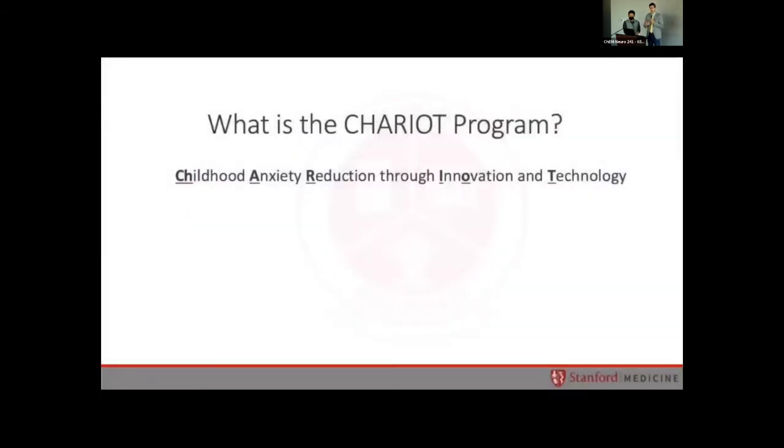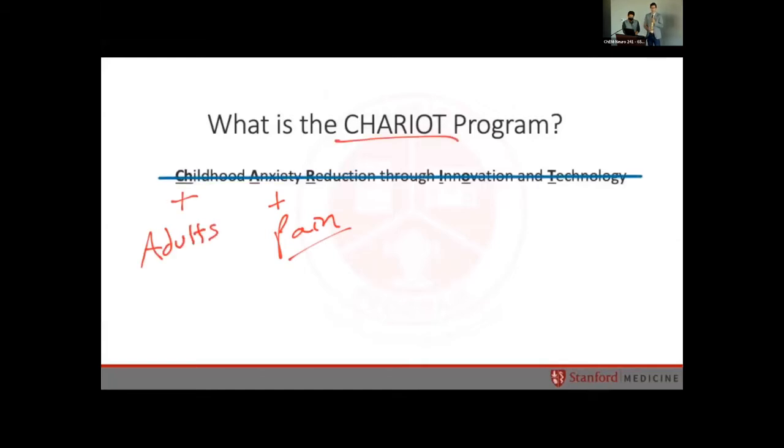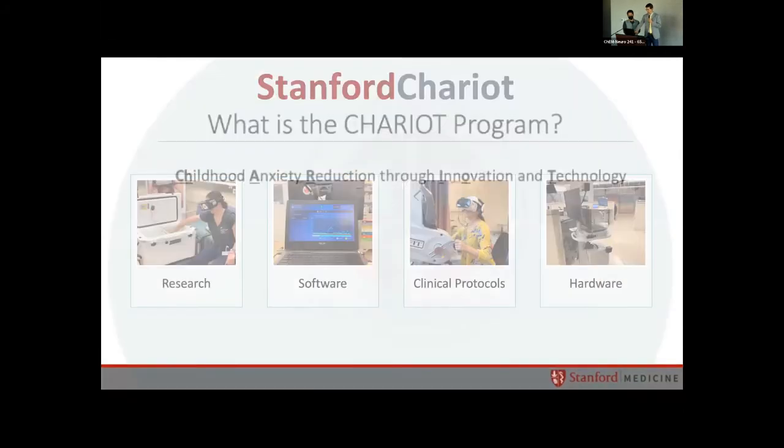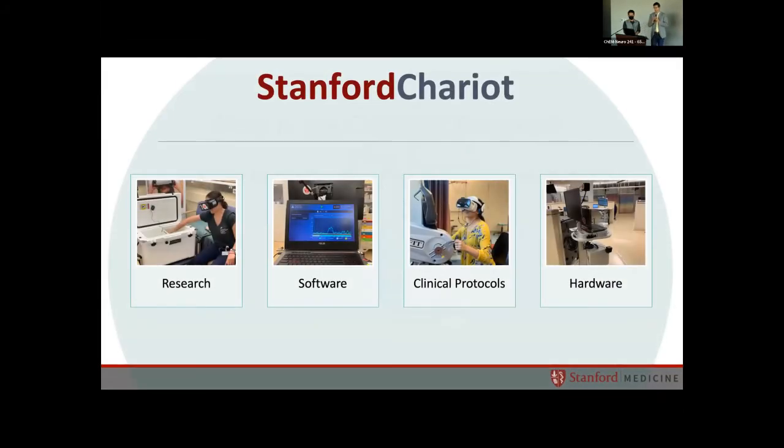What is the Stanford Chariot program? It originally stood for Childhood Anxiety Reduction Through Innovation and Technology when we first started this several years back. Since then, we moved into pain relief. We started to work more with adults. We've added educational components, which is what we're going to talk about today. So now the acronym doesn't really tell the whole story anymore, but we still go by the Stanford Chariot program, easier than changing the name. And we couldn't come up with an acronym any better.